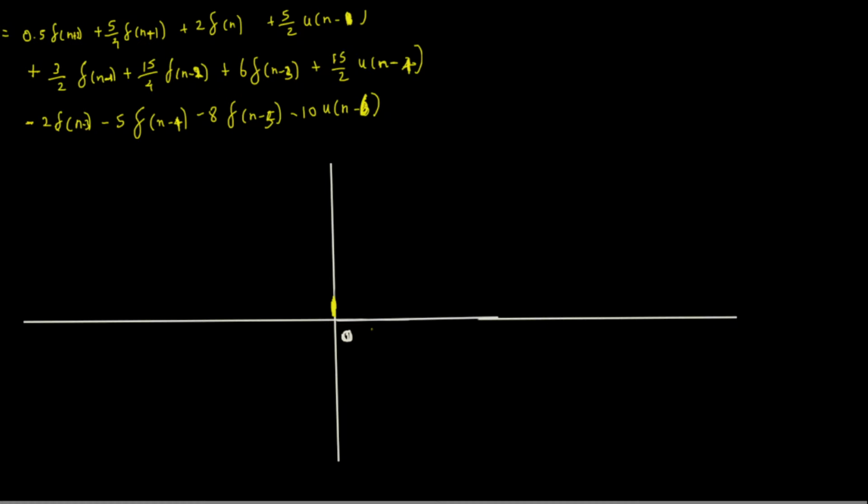Okay. So if I start with n plus 2, this is like minus 2 here. The height is 0.5. And then n plus 1, that's at minus 1. The height is 5/4. And then at 0, the height is 2. At 1, the height is 2.5.